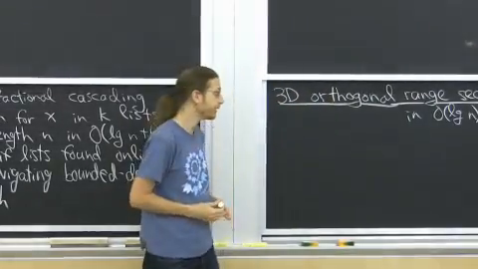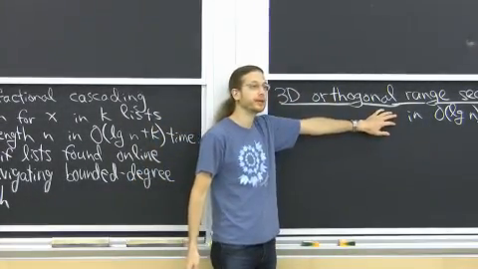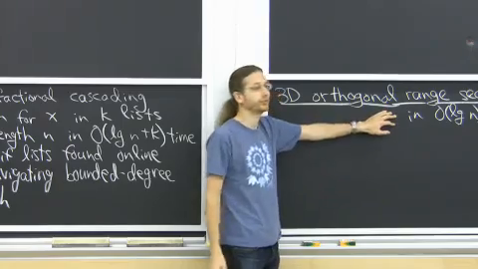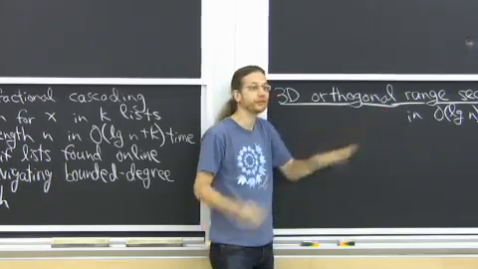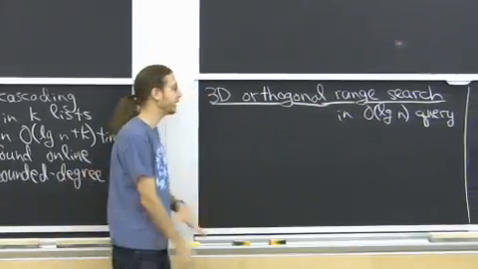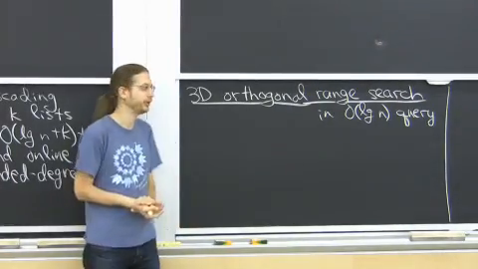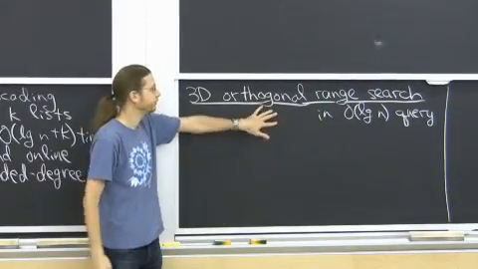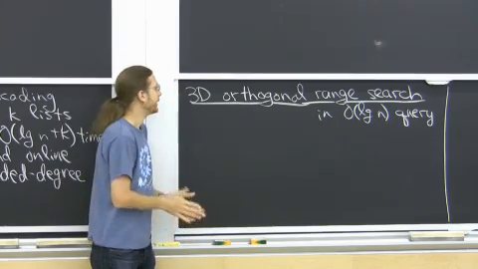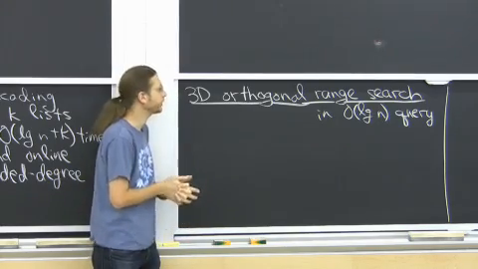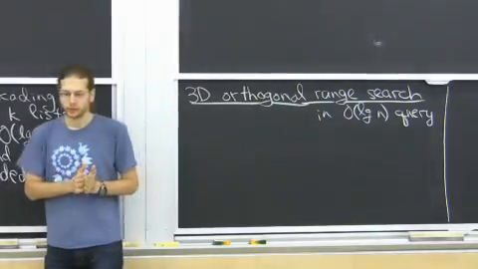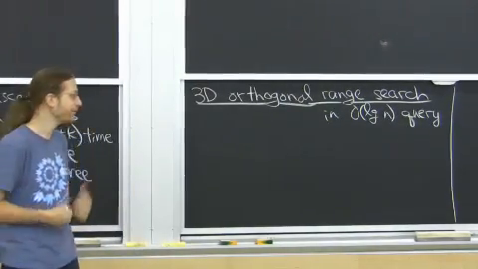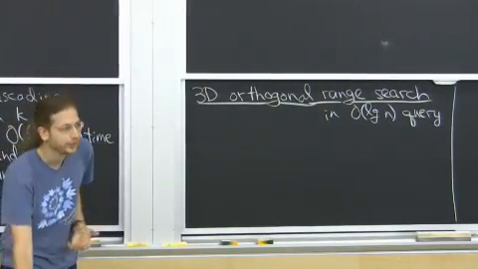In general, for d dimensions, this gives us log to the d minus 2, whereas last class we saw how to do log to the d minus 1. Now this is static only. You could probably do polylog update, but let's not worry about updates. I'm just trying to do static. So 3D orthogonal range search using fractional cascading. This is kind of a tour de force. It's a really cool result.